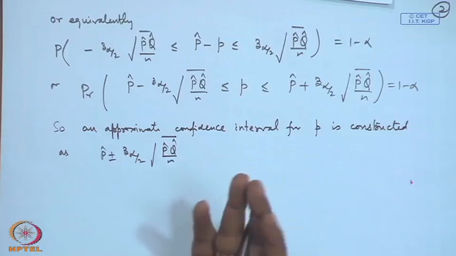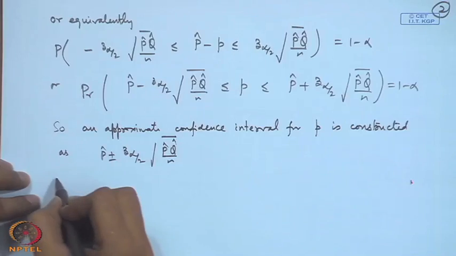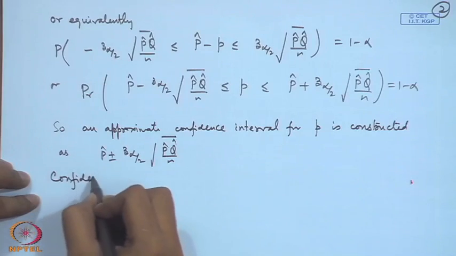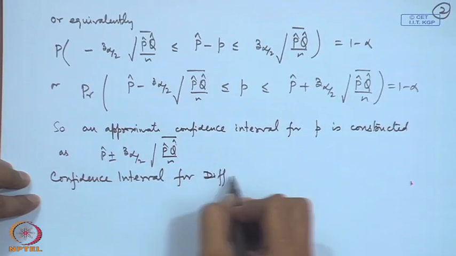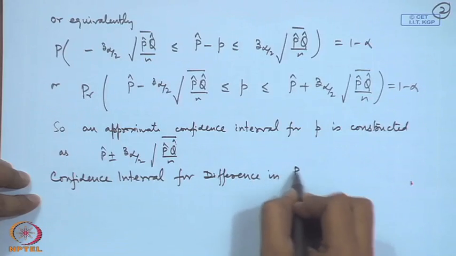We may even consider comparing two binomial proportions. For example, it could be the proportion of people who drive a certain vehicle in city A and the proportion of people who drive a certain vehicle in city B. So, the proportions may be different, p1 and p2, and we may want a confidence interval for the difference to have an estimate of whether one of them is less than the other or equal. So, we may consider a confidence interval for the difference in proportions.